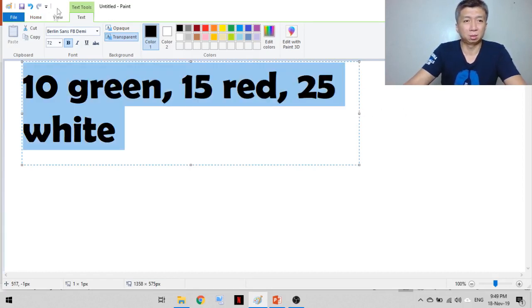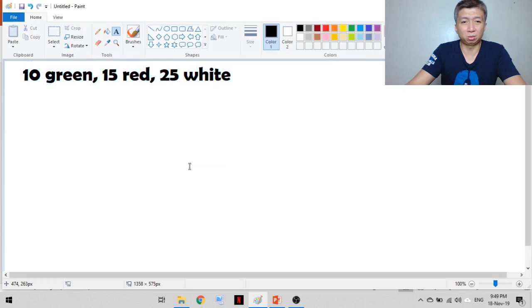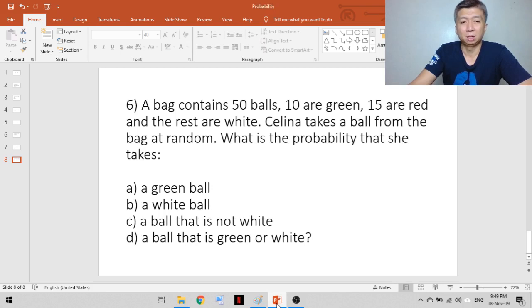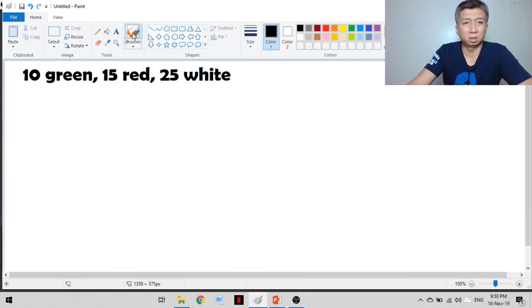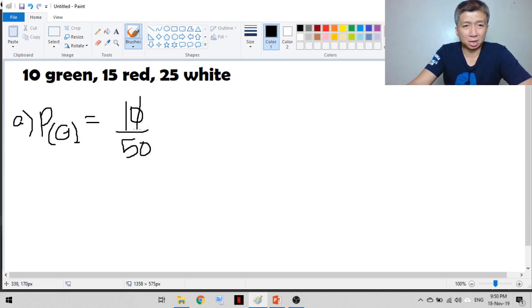Okay? Palitin natin ng konti. Ayan. Kita naman nyo siguro yan. Next. What is the probability that she takes a green ball? For letter A, a green ball. Probability that it is green. Ilan yung green natin? 10. Ilang bola lahat? 50. Pwede nating tanggalin itong dalawang 0. So, ibig sabihin, 1/5.